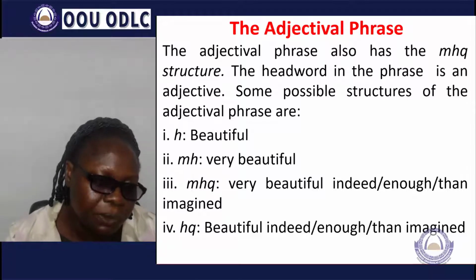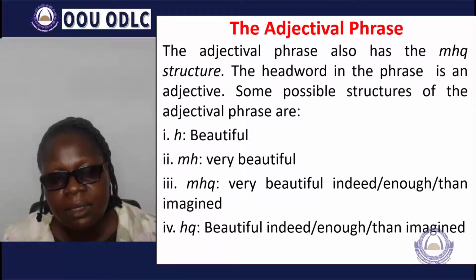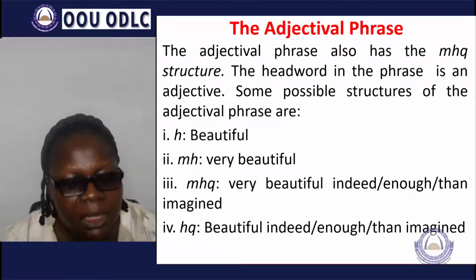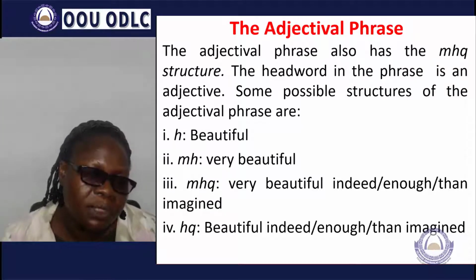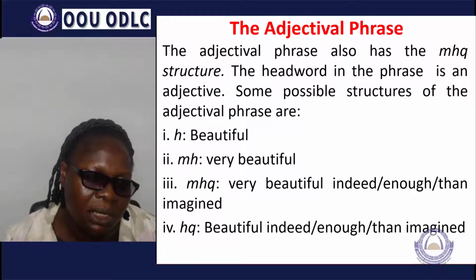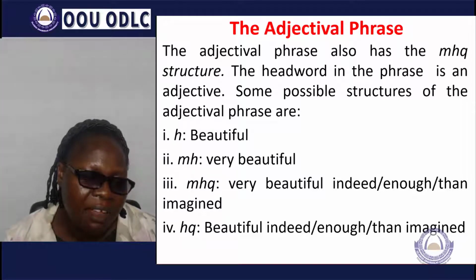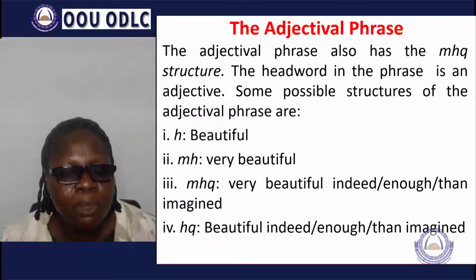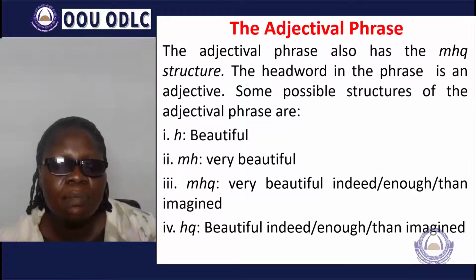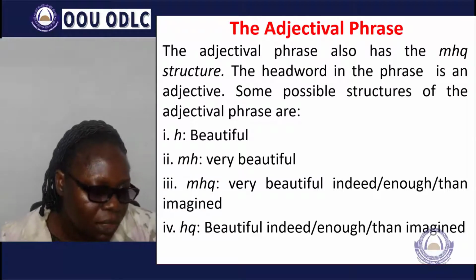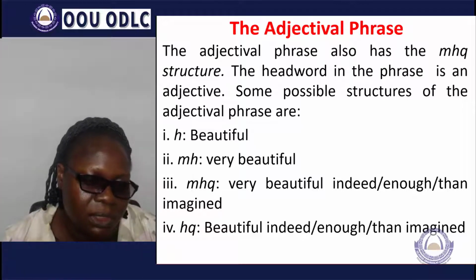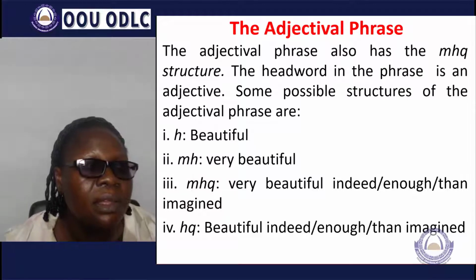So we have beautiful. In a sentence like the girl is beautiful, that word beautiful is a very good example of an adjectival phrase that has only the head word in its structure. Number two, there could be a structure of the adjectival phrase in which we have the modifier and the head word. A very good example is the expression very beautiful. She is very beautiful. The focus is on the adjectival phrase, very beautiful. In that structure, there is the modifier, that's very, and then there is the head word, beautiful.